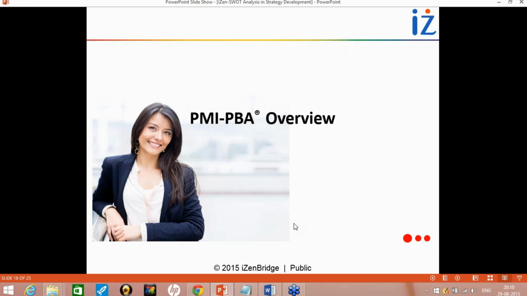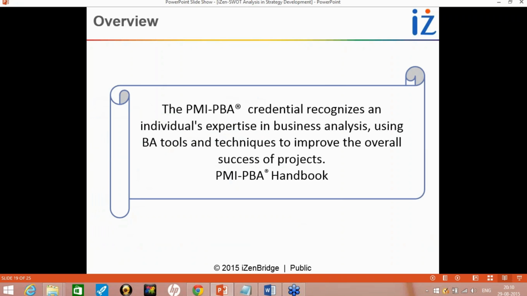So let's have a look at a brief overview of the PMI-PBA certification. The PMI-PBA credential recognizes an individual's expertise in business analysis using BA tools and techniques to improve the overall success of projects. So it is important here, overall success of project. And overall success of project is ensured by your alignment with the organization's business benefits. So the PMI-PBA certificate will give you details on how to do business analysis in order to deliver business benefits and as part of pre-project analysis. And during project initiation and during project execution, business analysis work related to requirement development and management is also identified.